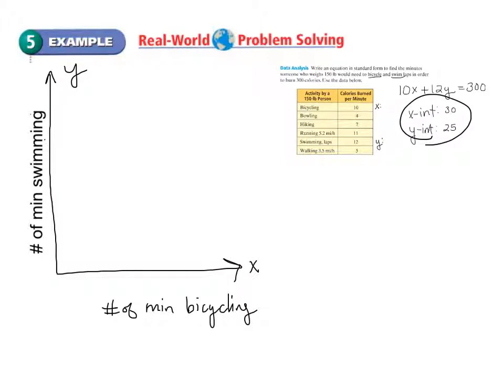All right, so number of minutes spent swimming. We start at 0. Now remember, you can count by whatever you want. I'm going to count by 5s. 5, 10, 15, 20, 25, 30. And then on the y-axis, 5, 10, 15, 20, 25. Now my y-intercept is 25. My x-intercept is 30. I'm going to connect that.